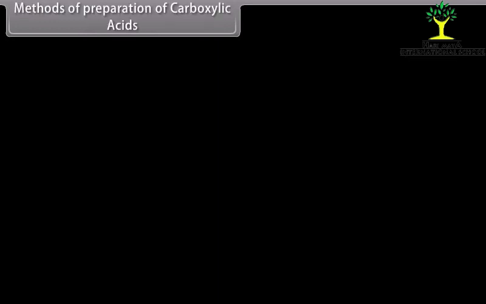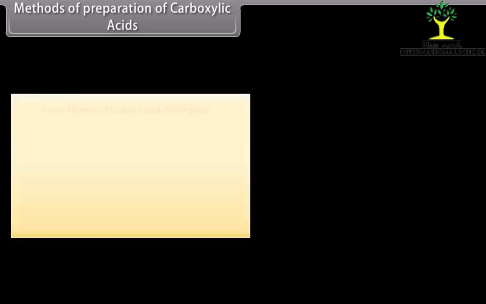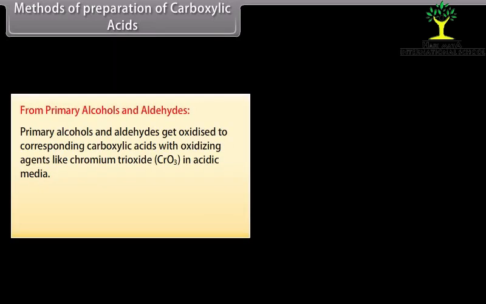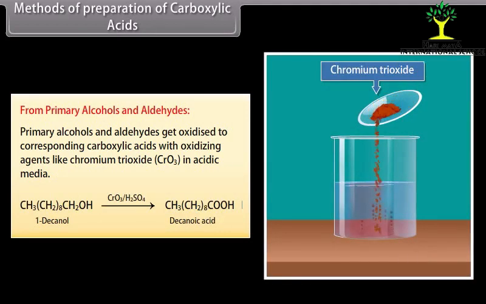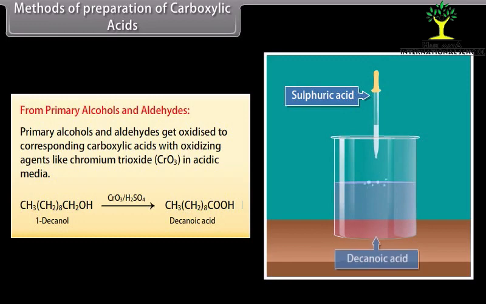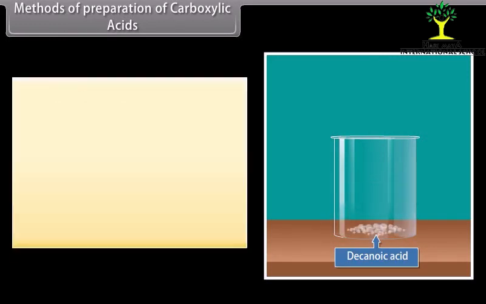Methods of preparation of carboxylic acids. From primary alcohols and aldehydes. Primary alcohols and aldehydes get oxidized to corresponding carboxylic acids with oxidizing agents like chromium trioxide in acidic media. 1-decanol reacts with chromium trioxide in acidic medium and forms decanoic acid.